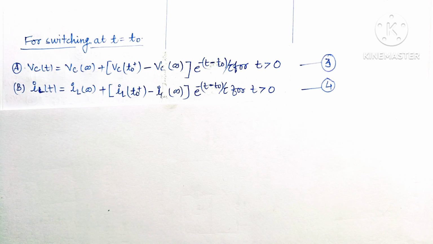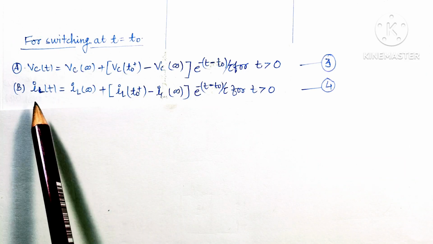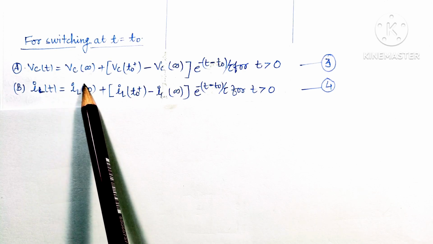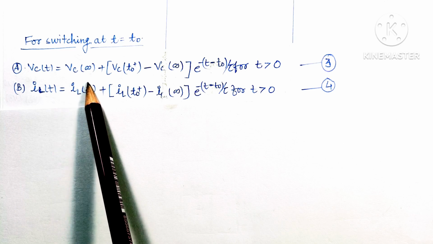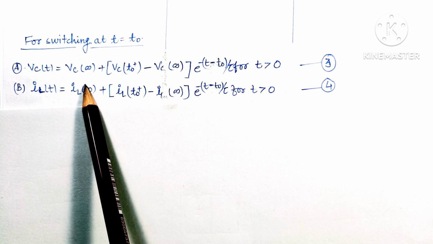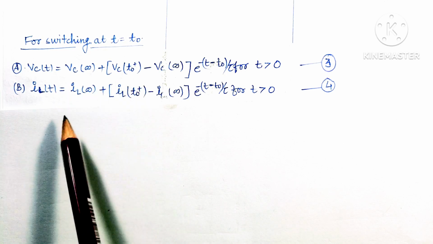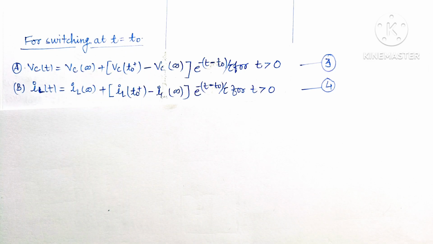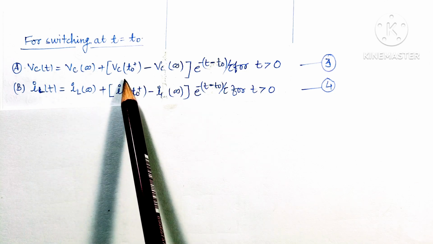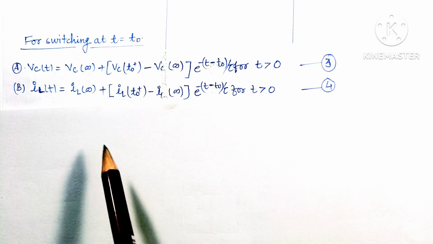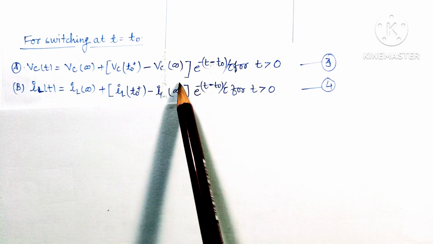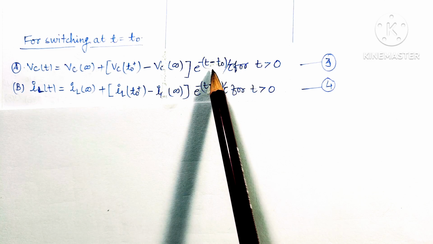So if in the circuit only a DC source is connected and switching is happening at t is equal to t naught, then capacitor voltage can be written as VC(t) is equal to VC infinity, that is the voltage of capacitor at t is equal to infinity, or we can say voltage of capacitor at steady state, plus VC(t naught plus). Here t naught plus means just after switching, the voltage of capacitor, that is VC(t naught). How can we calculate? We will see in the example. Minus VC infinity into e to the power minus t naught.